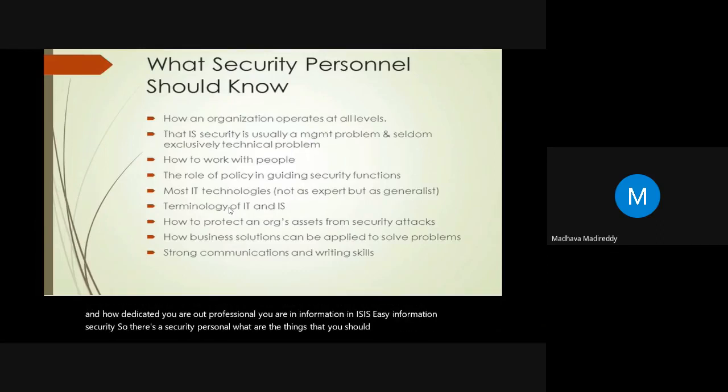First of all, you need to understand that the organization operates at all levels, and you need to know how it operates at each and every level. You also need to know that information security is usually a management problem, and it is rarely just a technical problem. Mostly the problems are related to management. You need to know how to work with different people, and you need to understand the role of policy in guiding those security functions.